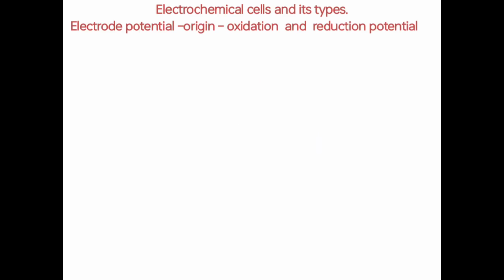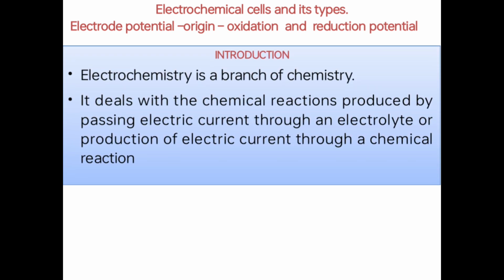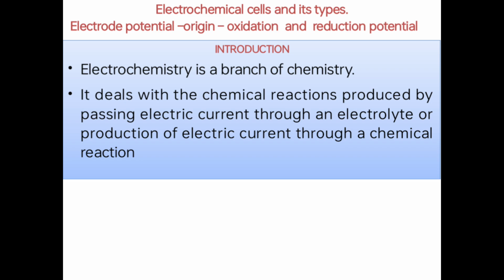Good morning to everyone. Today we go to Unit 2: Electrochemistry and Corrosion. Electrochemical cell and its types, electrode potential, origin, oxidation and reduction potential. First, the introduction part. Electrochemistry is a branch of chemistry.